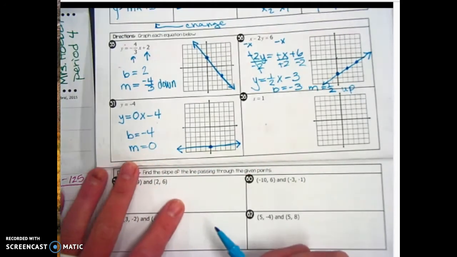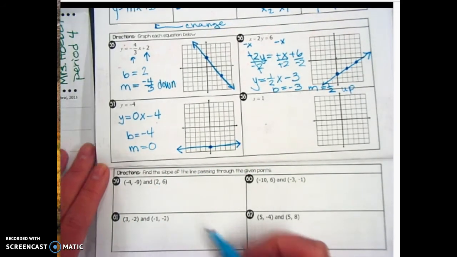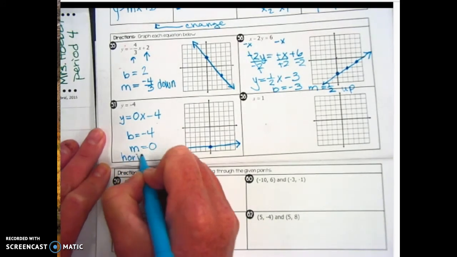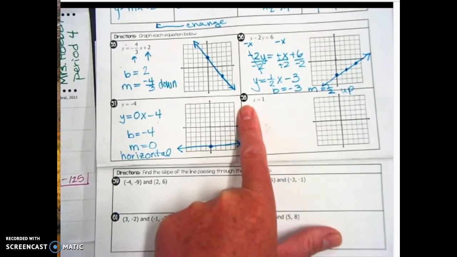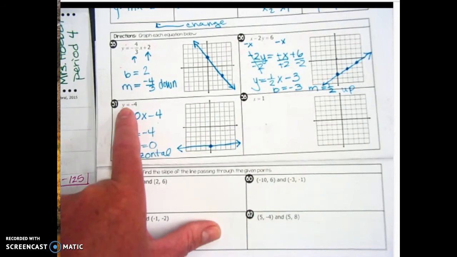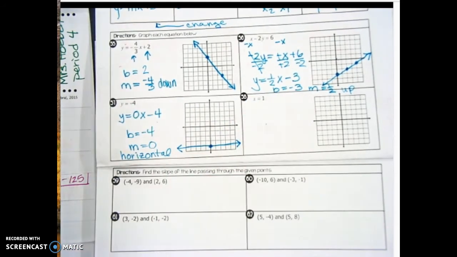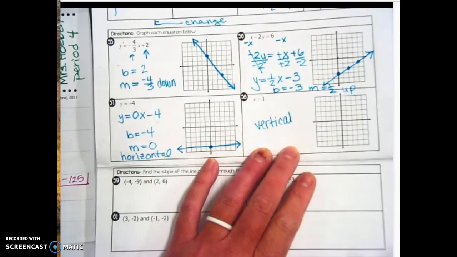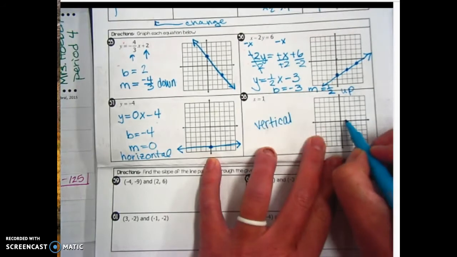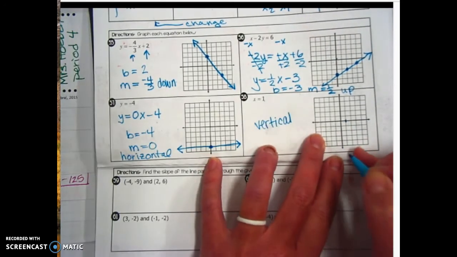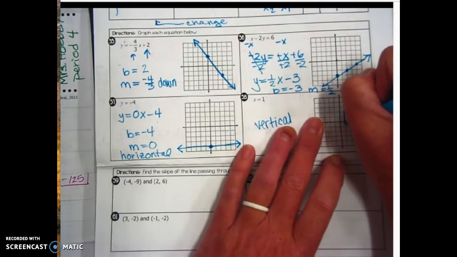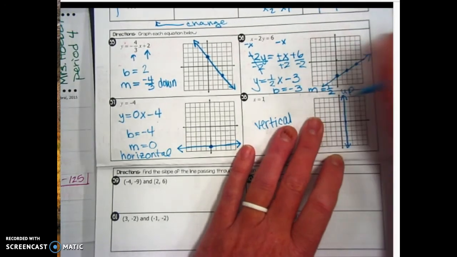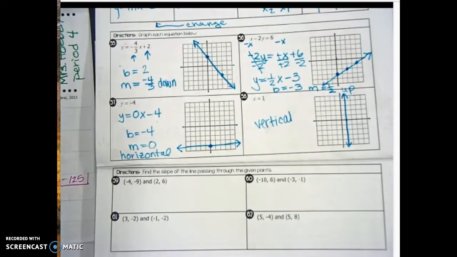Anybody know the name of that line? It's called a horizontal line. Okay, so when you jump over to box number 58, instead of saying y equals -4, it says x equals -1. So what do you think this line is going to do? It's going to be the vertical line. So it's going to go up and down, and it's going to go through -1. So you come over here to -1 on the x-axis, and you draw your line straight up and down, and put your arrows on the ends.